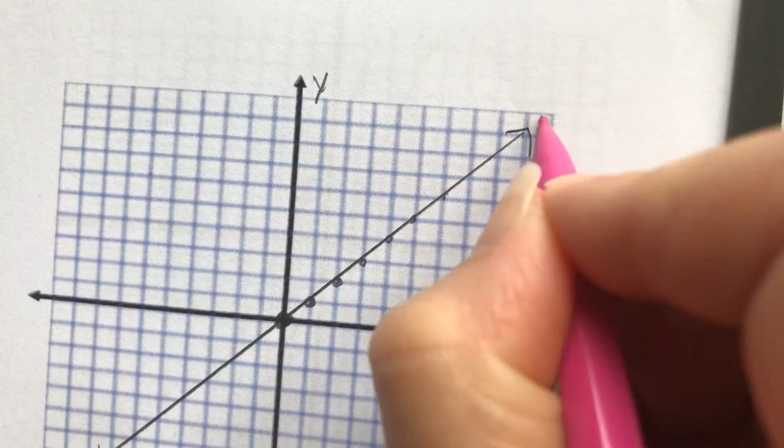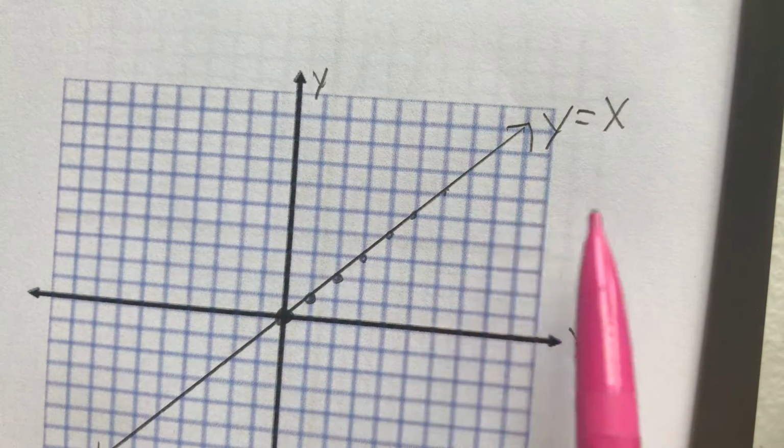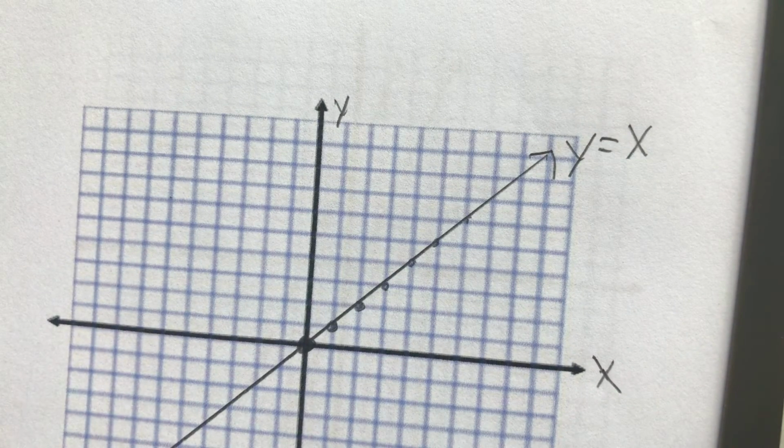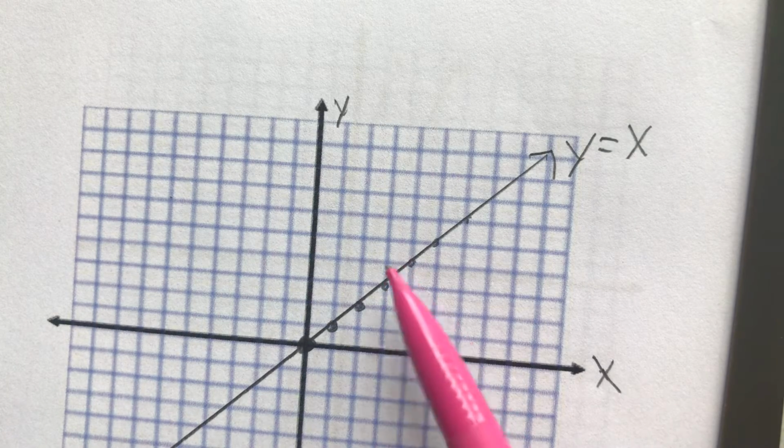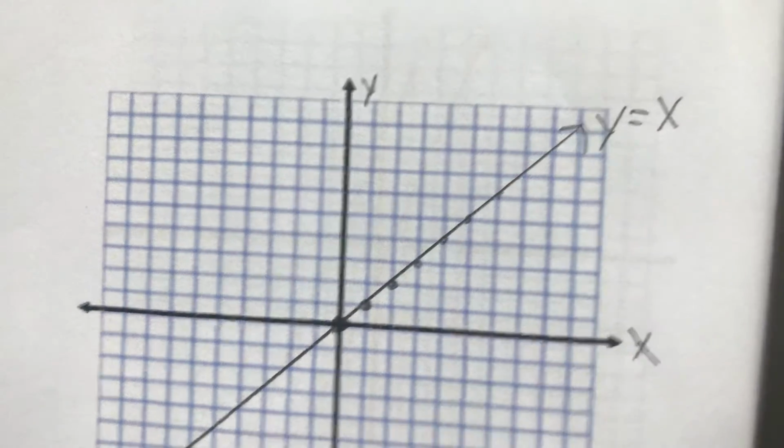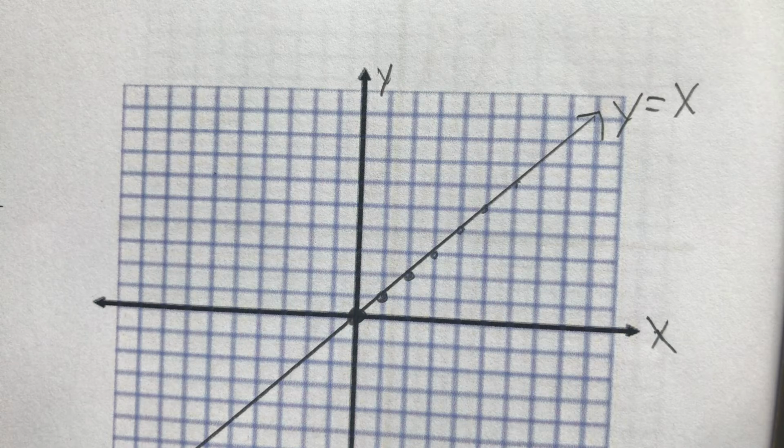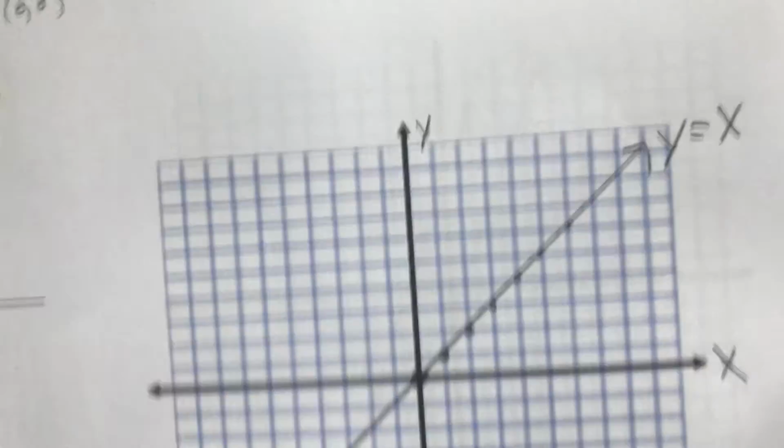Okay, and that's y equals x. It doesn't matter where you label it. I like to put it off to the side. Sometimes we put them right on the line, but I don't know where that other line's going to fall, and I don't want my work to get in my way.